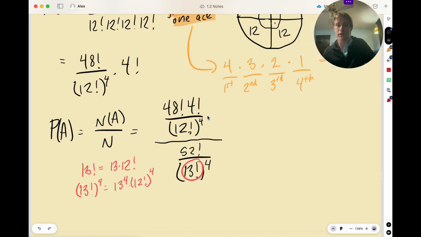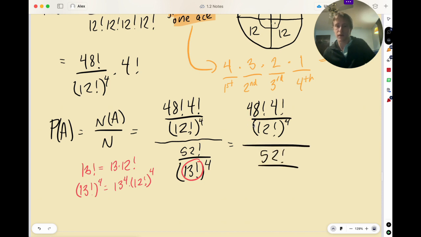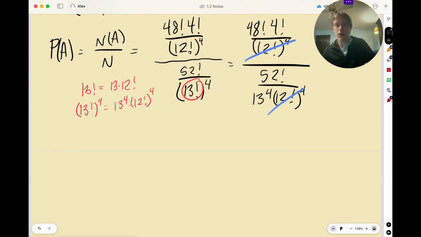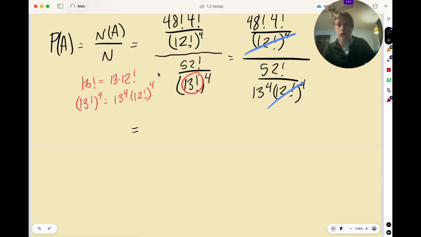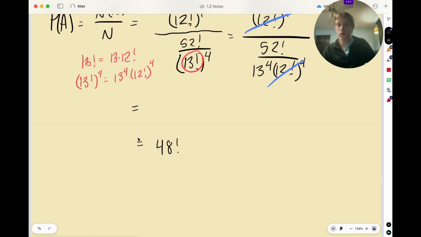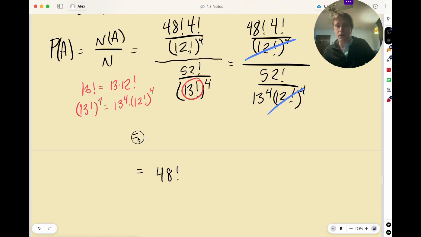So really we can write this as 48 factorial, 4 factorial over 12 factorial to the fourth, divided by 52 factorial divided by this quantity, just 13 to the fourth, and then 12 factorial to the fourth. Okay, great. So these cancel. Now I can rewrite this as, let's see, I'm going to go ahead and flip the fractions. So it's going to be equal to 48 factorial times 4 factorial, which is 24.